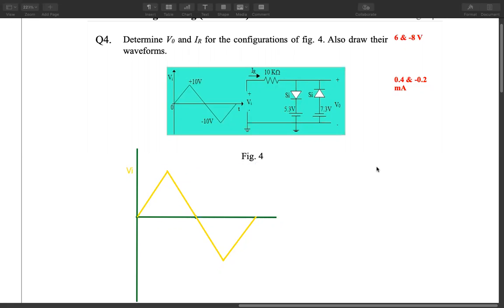Sir, in the fourth part, the first diode will be forward bias when the input is 6 volt, and the other will be in forward bias at minus 8 volt. Something like that. Let us see, I think it is fine, it will be like this.